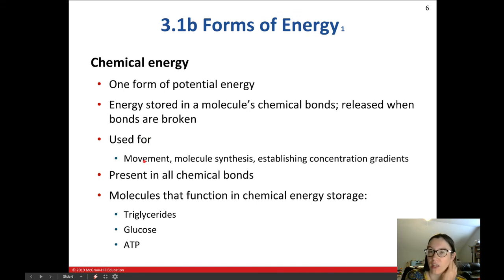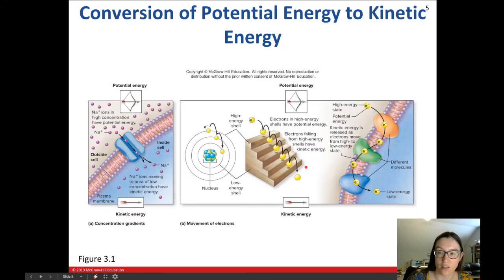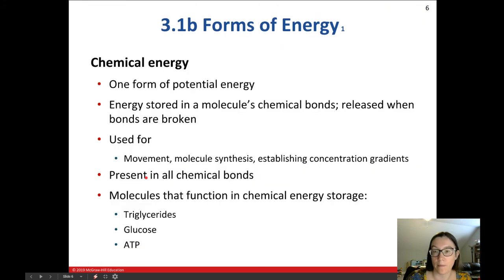Chemical energy is another form of potential energy, and this is a really important one. We have a lot of this in our body. We use a lot of this. Energy is stored in the molecule's chemical bonds, and it's released when the bonds are broken. It's a little bit of a simplified view, but that's basically what it is. It can be used for movement, the synthesis of other molecules, and establishing concentration gradients. So we just said the concentration gradient was the difference between the concentration of a substance in two different areas, like on either side of this plasma membrane.